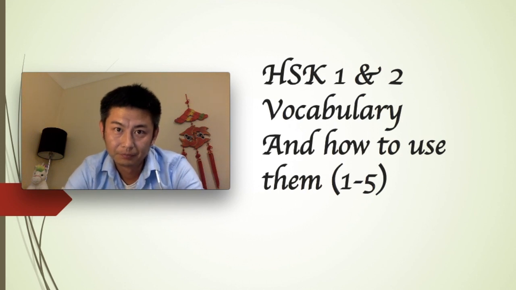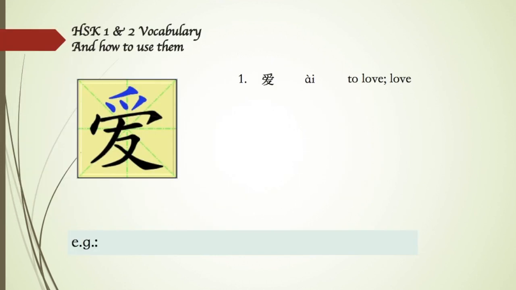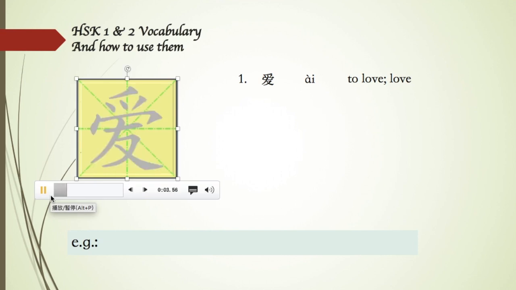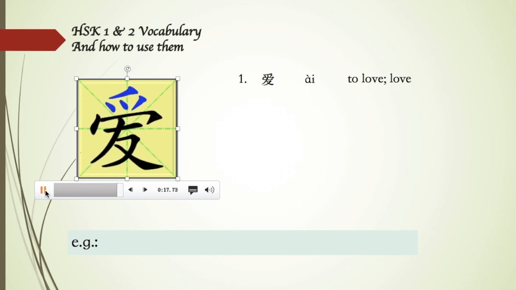Now let's start. Now the first character or word in the list is 爱, to love as a verb or love as a noun. And this is how you write it. Right on the top, 4 strokes, and in the middle part there's a little roof, and below there is the Chinese character 友 as friend, as in 朋友.